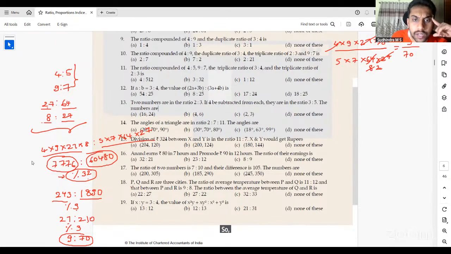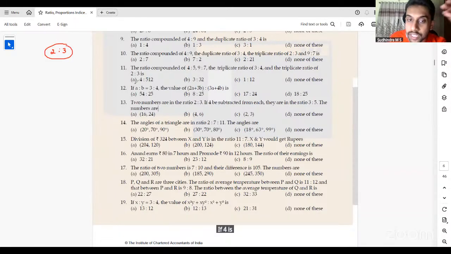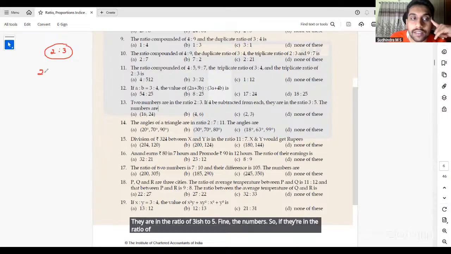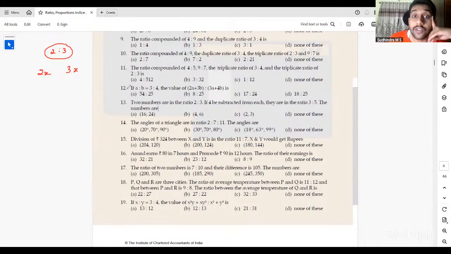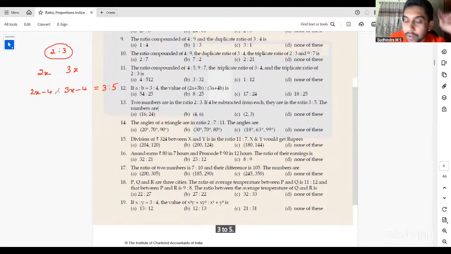So, what are they trying to tell us? There are two numbers, but those two numbers are in the ratio of 2:3. If 4 is subtracted from each, they are in the ratio of 3:5. Find the numbers. So, if they are in the ratio of 2:3, can I say the numbers are 2x and 3x? Yes, sir. If 4 is subtracted from each, then it will be 2x minus 4 and 3x minus 4. This will be in the ratio of 3:5. Simple.